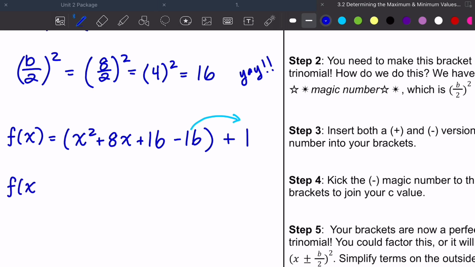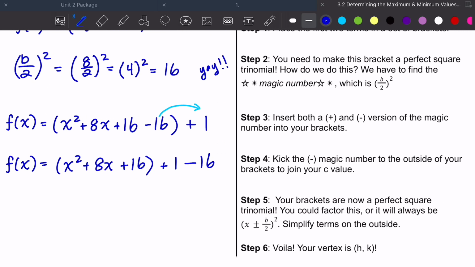So f of x is now equal to x squared plus 8x plus 16. And now on the outside of the brackets, we've got our plus 1 minus 16. So I got the boot. Plus 16 does not change sign, because it's not going from side to side. We only change signs if we're moving to another side of an equal sign. We've got no equal sign here, so it stays the same sign. So it's still minus 16. Now we can simplify on the outside, 1 minus 16.